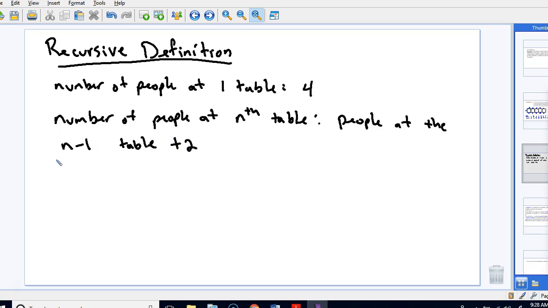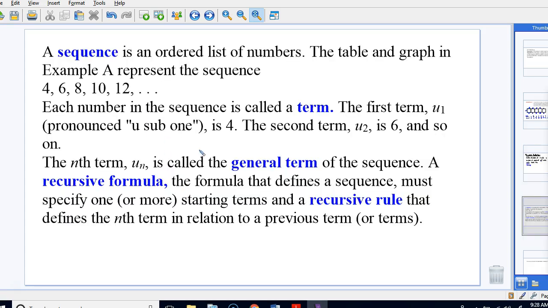So this n-1 right here, really what we're saying is that's like saying the previous table in this case, all right? So at the nth table, n minus 1, that's really just the previous table, okay? And that would be a recursive definition.